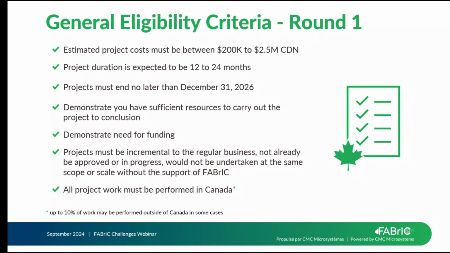It's important that you demonstrate that you have sufficient resources to actually carry out the project to its conclusion. And also you need to demonstrate that you have an actual need for funding. So large multinationals that have boatloads of money may not necessarily qualify based on their funding need. But that doesn't necessarily exclude them, but we would potentially be scaling funding accordingly. Projects have to be incremental to your regular business, not already approved or in progress. And these projects would not necessarily have been undertaken at the same scope or scale without the support of Fabric. So these are things that you're going to need to demonstrate.